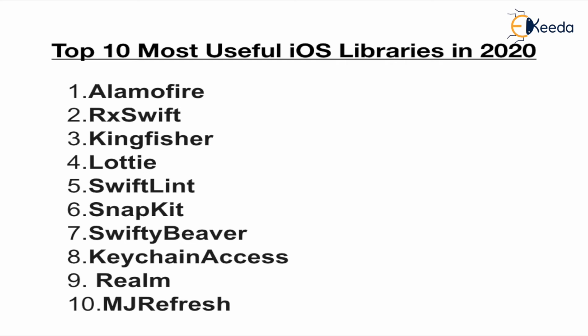Realm is the most popular third-party database library you have to use in your application for local database synchronization. Then you also have to use MJRefresh. Apart from these, lots of third parties are available in the market. You have to use them and implement them in your project as per your requirement.